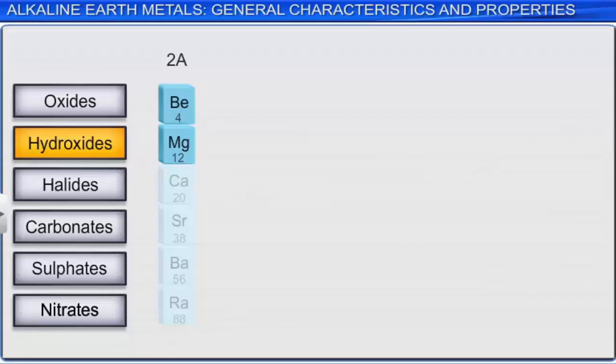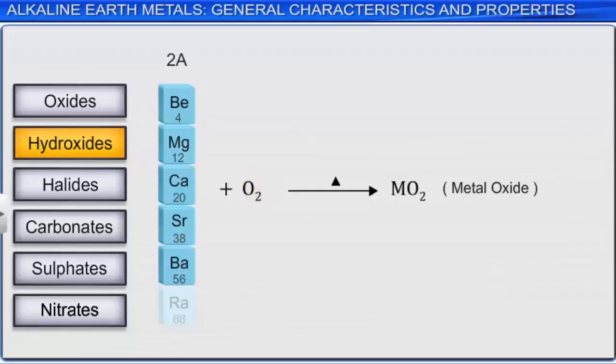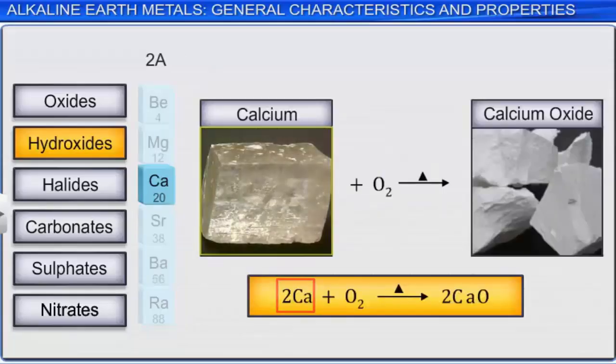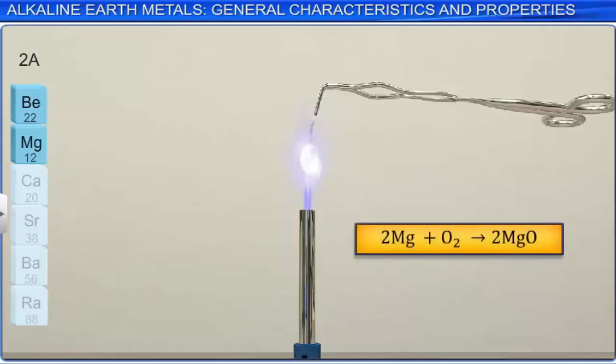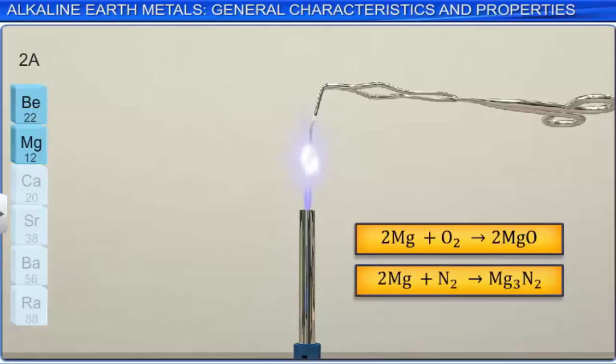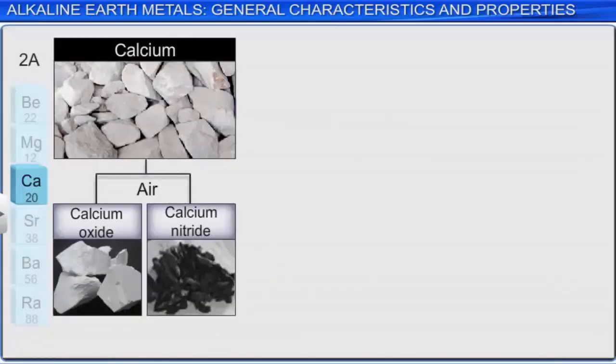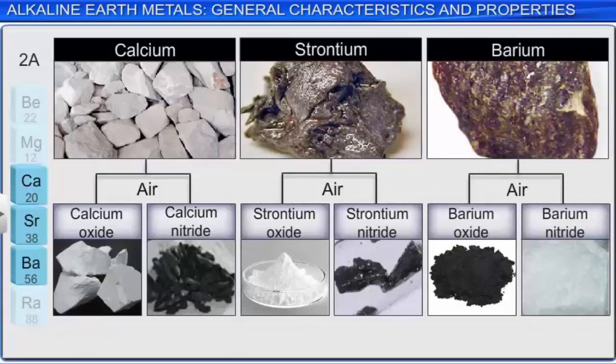Beryllium and magnesium do not react with oxygen at normal temperature due to the formation of an oxide film on their surface. When burned in oxygen, the group 2 metals form metal oxides. For example, burning calcium in the presence of oxygen forms calcium oxide. Magnesium and beryllium, when ignited, will react vigorously in air, releasing a bright light. Both the oxide and the nitride will form when reacting in air, as shown here in the reactions for magnesium. Calcium, strontium, and barium also react in air to form oxides and nitrides.